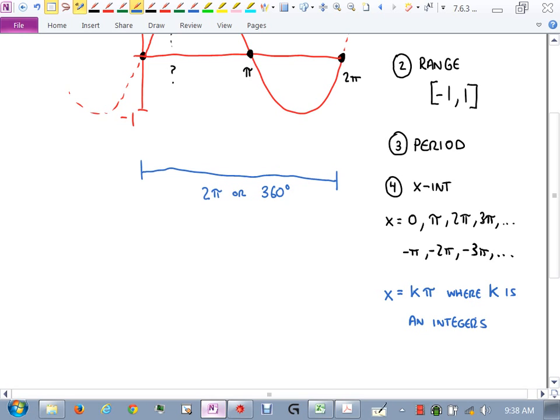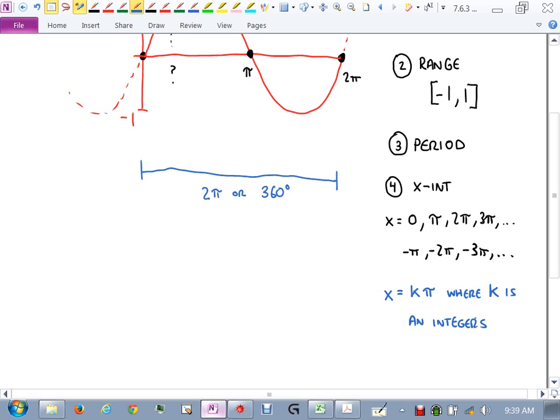Yes. Is -1 an integer? Yes. These are the integers, just so you know: 0, 1, 2, 3 forever, but also -1, -2, -3. So if I say that all of the x-intercepts look like k times pi, where k is an integer, then you're letting k be all of these.